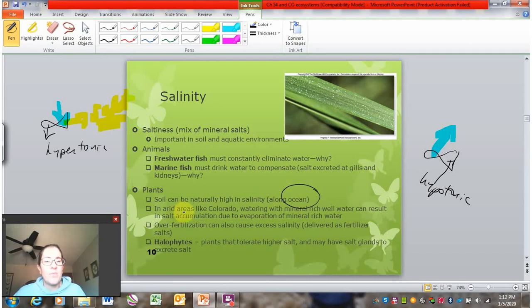You can end up with saltiness in soil in a less natural way. So that's what these are examples of. In a place like Colorado that's very dry and arid, it is a common practice nowadays to draw mineral-rich well water up. And so in Colorado, the aquifer is really low. It's really far below the ground. It's like 600 feet below the ground.